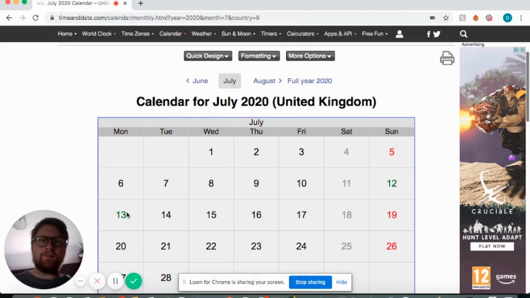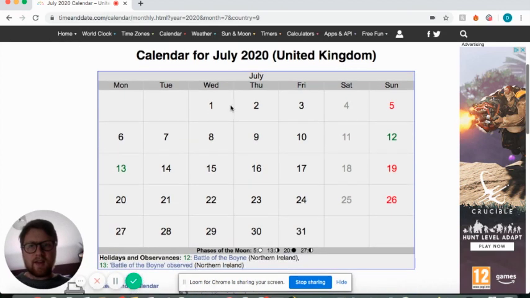So here we have the month of July. And as you can see, the little squares here are the days of this month. You might be familiar with the days of the week. They go Monday, Tuesday, Wednesday, Thursday, Friday, Saturday, and Sunday.